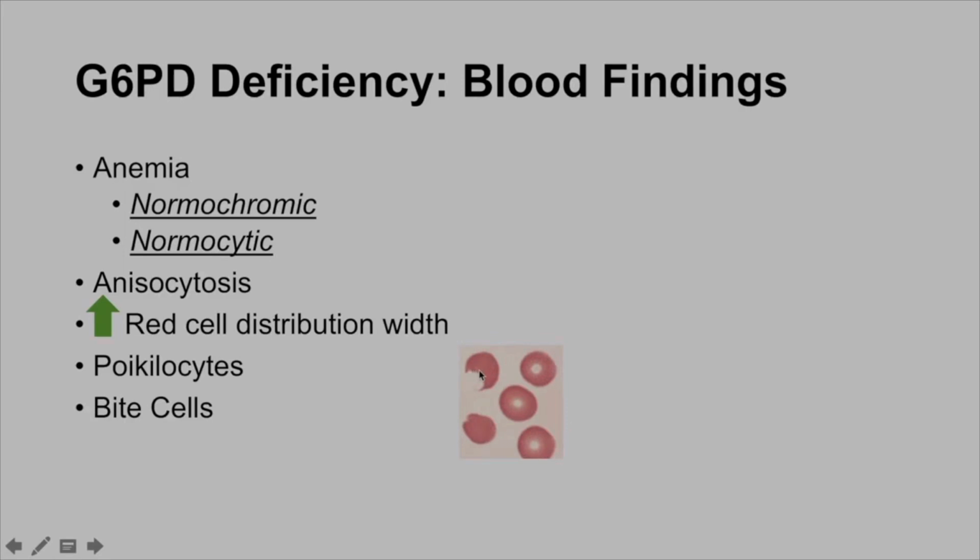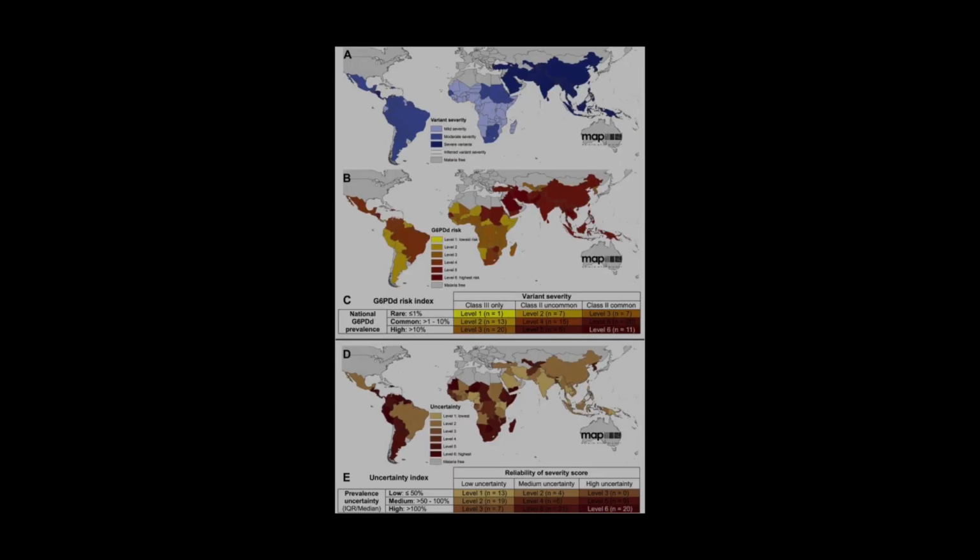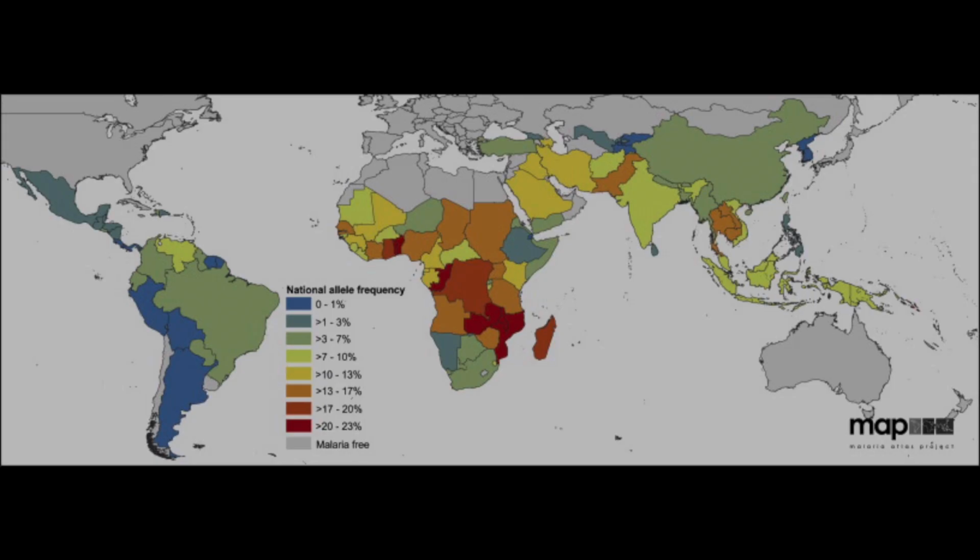G6PD deficiency affects an estimated 400 million people globally, with varying prevalence across different ethnicities. It is most prevalent in malaria endemic regions, suggesting a selective advantage against malaria. In African populations, prevalence can be as high as 25%, particularly in sub-Saharan Africa. This variant often leads to milder symptoms.